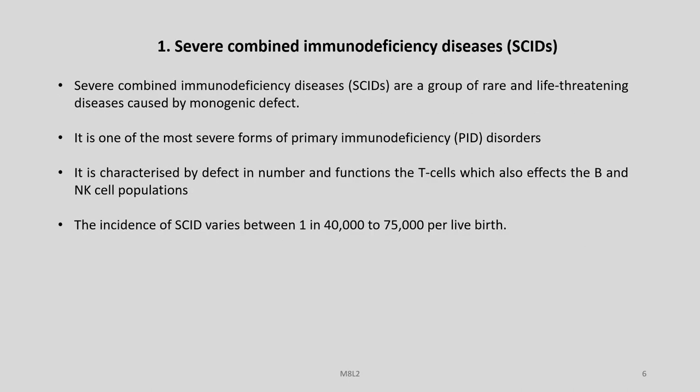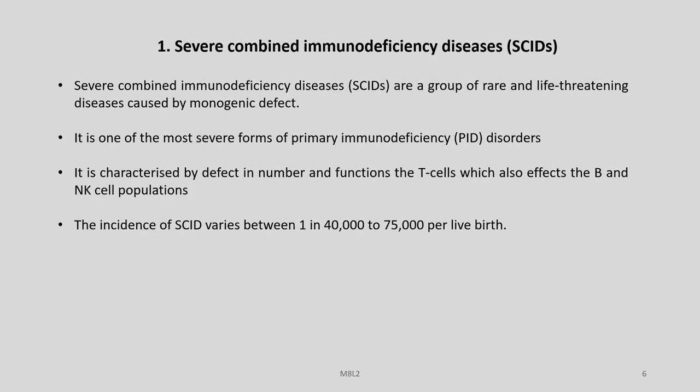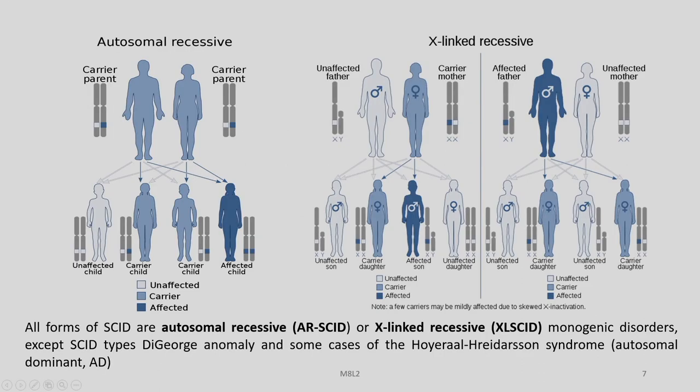So we now know that SCID are a rare group of genetic diseases, and they are life threatening and mostly caused by monogenic defects. It is one of the most severe forms of primary immunodeficiency disorder, or PID. It is characterized by defects in the number and functions of the T cells, which also affect the B and NK cell population. The incidence of SCID varies between 1 in 40,000 to 75,000 per live birth.